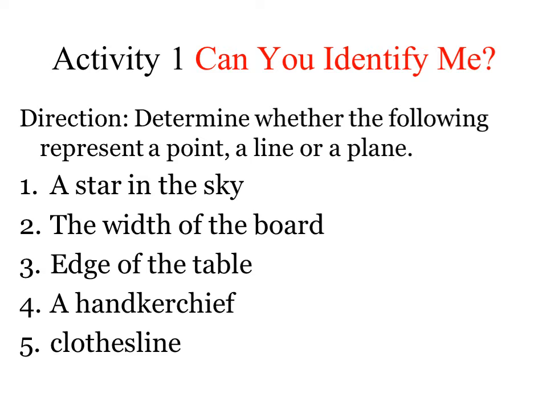The first one is a star in the sky. Identify whether it represents a point, a line, or a plane. So number 2, the width of the board. Next, edge of the table, a handkerchief, and a clothesline. So I'll give you 1 minute to finish. Okay, you just identify whether it represents a point, a line, or a plane. Read it carefully.